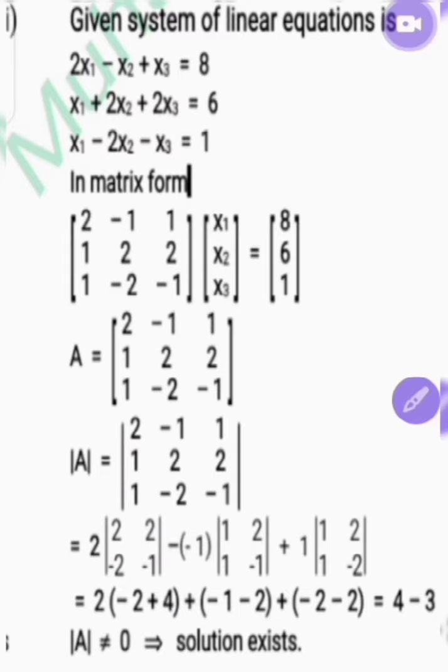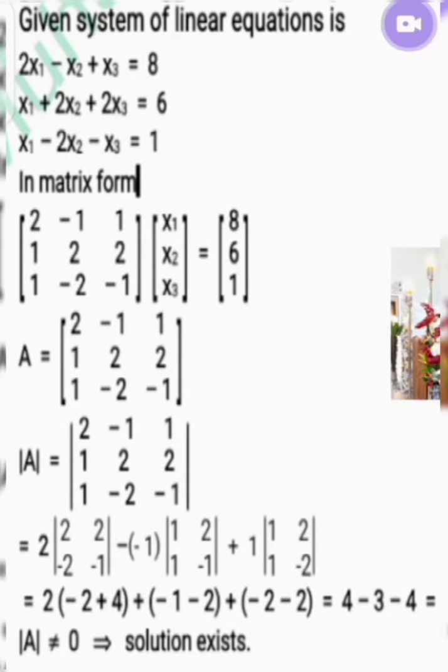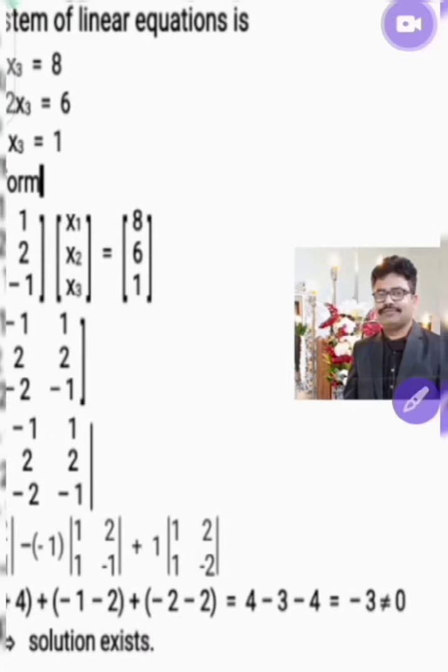Now next, plus 1 is here. 1 will multiply by minus 2, we will get minus 2. If we multiply 2 with 1, we will get 2. And the sign of minus is between the cross product of the 2 cross 2 determinant. Now we will solve this.